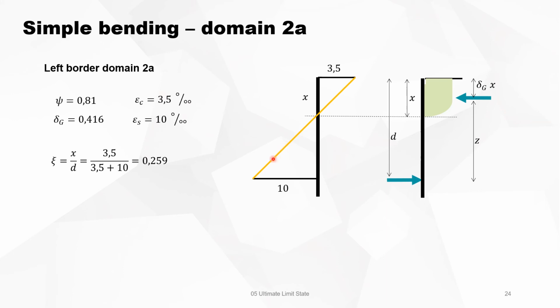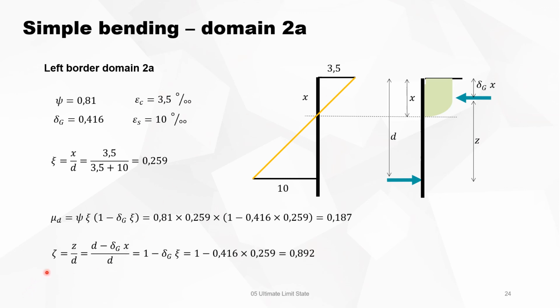So in the left border, the depth of the neutral axis is always 0.259 times the effective depth. The mu d equals this. We have all the variables for the left border. We can fill it in and we find 0.187. So now we know that if you use steel and concrete to their maximum strain for simple bending, your mu d is always 0.187.